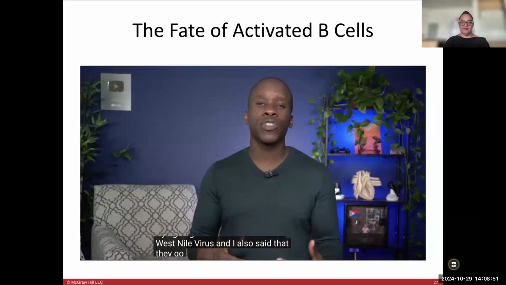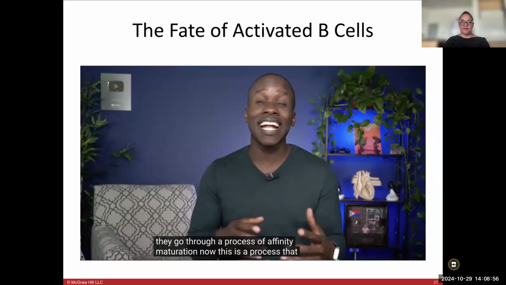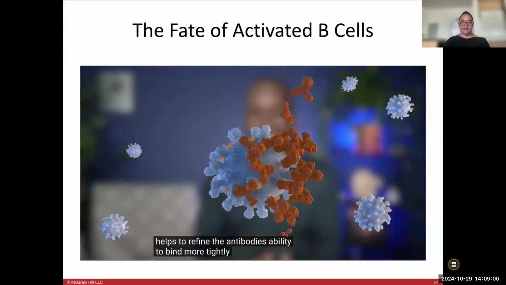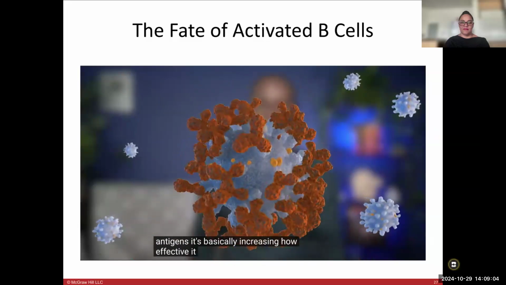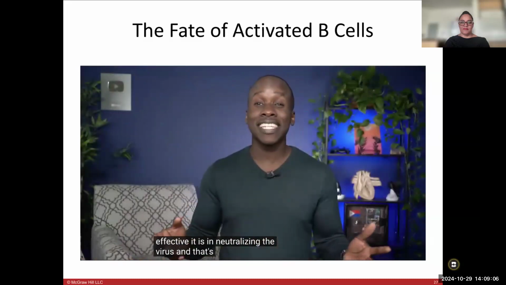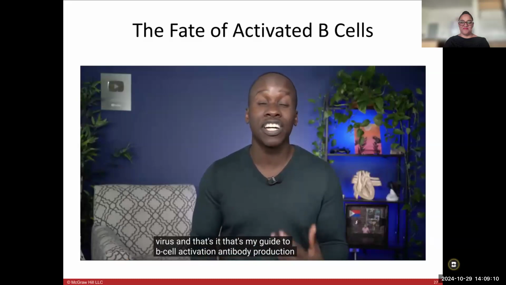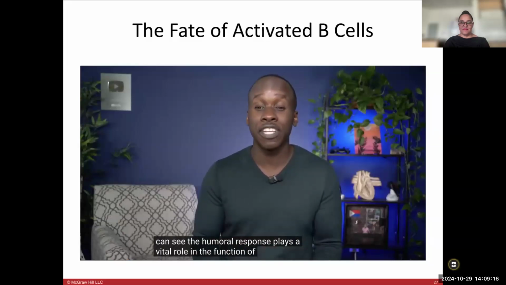And I also said that they go through a process of affinity maturation. Now, this is a process that helps to refine the antibody's ability to bind more tightly to the virus's antigens. It's basically increasing how effective it is in neutralizing the virus. And that's it. That's my guide to B cell activation, antibody production, and memory cell formation. As you can see, the humoral response plays a vital role in the function of the immune system.